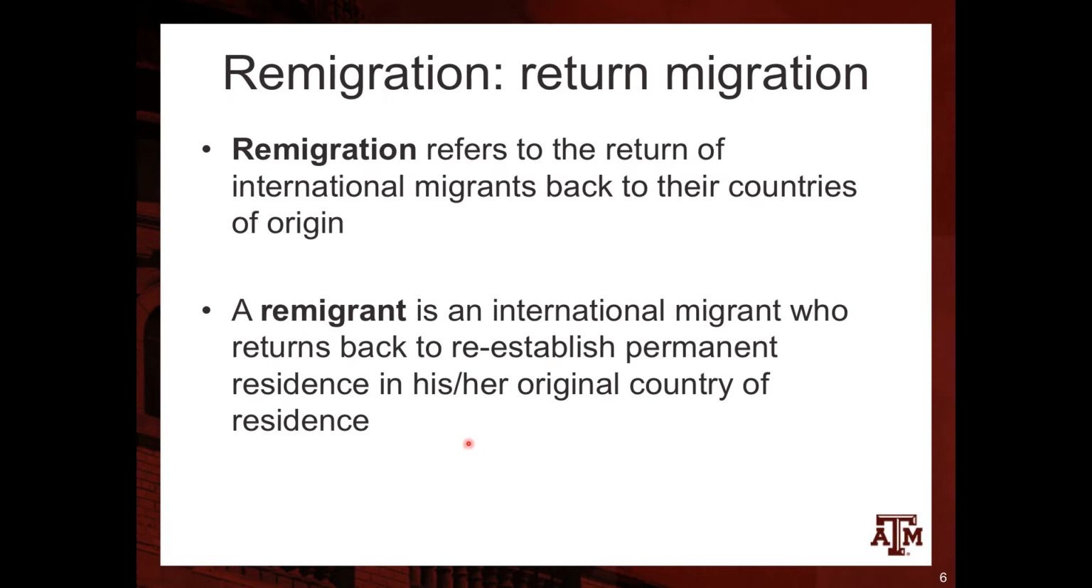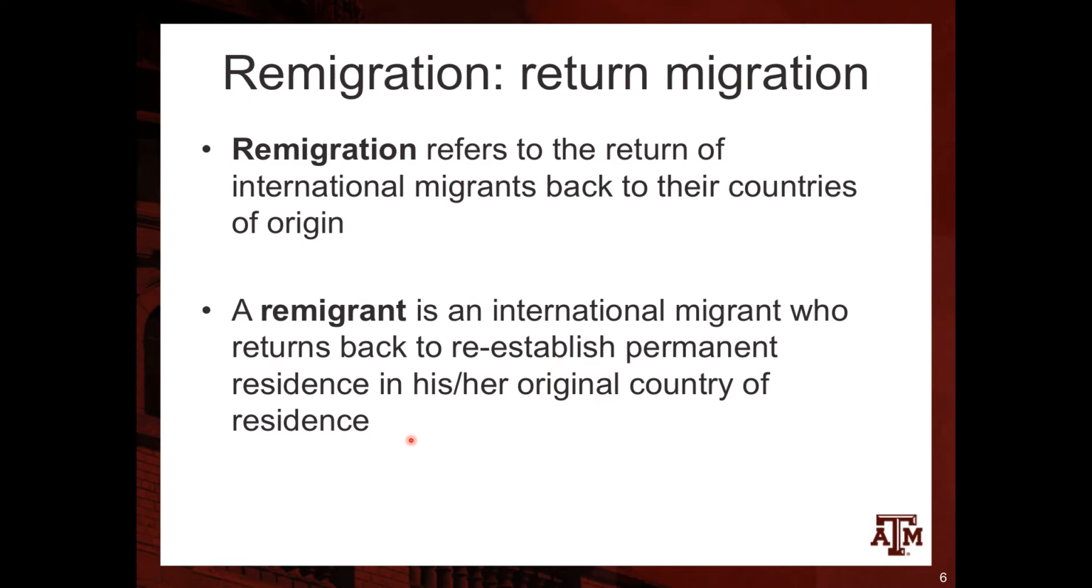A related topic to international migration is return migration, which is also known as remigration. Remigration refers to the return of international migrants back to their countries of origin. So a remigrant is an international migrant who returns to re-establish permanent residence in his or her original country of residence.